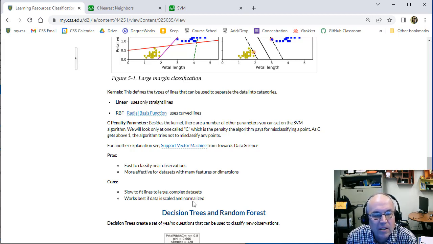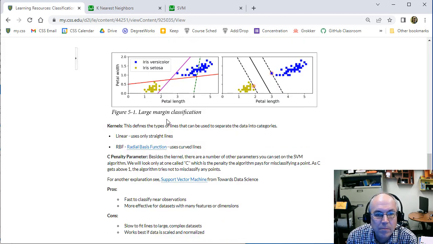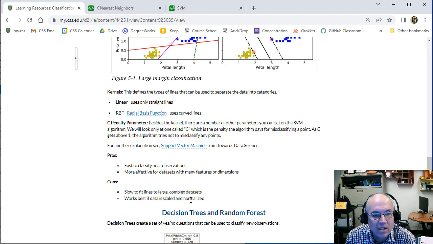It works best if our data is scaled and normalized. So we want data along the same size, because again, we're doing distances between points. If we have some data measuring things in millimeters and other things in meters, or some points with very small decimals and very large numbers, that doesn't work very well. So usually we have to scale our data for that.